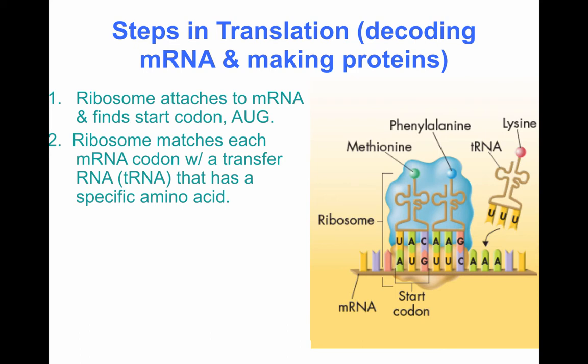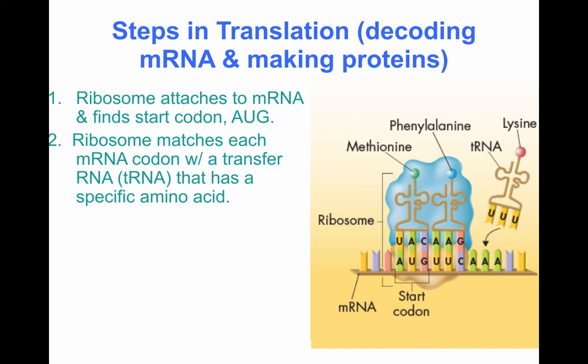In order to do this, the ribosome attaches to the mRNA. It will start to read the mRNA when it finds the start codon, AUG. The start codon is like the beginning of a sentence. You wouldn't start reading in the middle of the sentence. You would need to find the first word of the sentence. Once the ribosome finds the start codon, it will match every mRNA codon to a tRNA or transfer RNA codon. The tRNA has a specific amino acid attached to it.